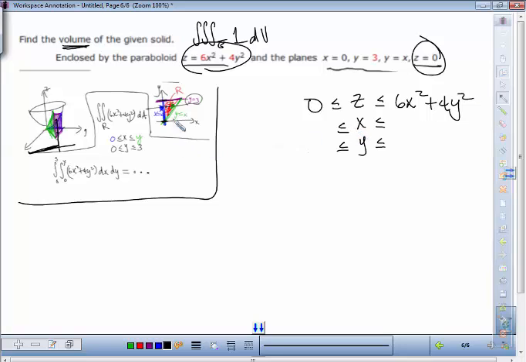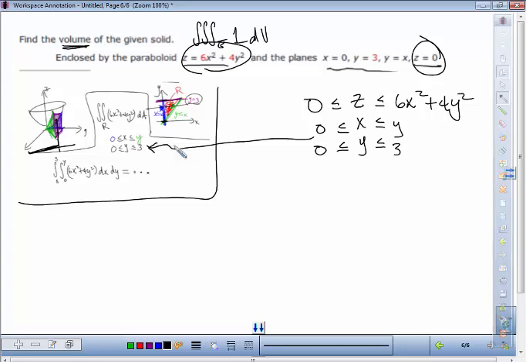And then my x, this is kind of set up for me already, so I'm just going to copy that down. My x would go from 0 to y, and my y would go from 0 to 3. I'm just going to steal that information from our notes from last time.